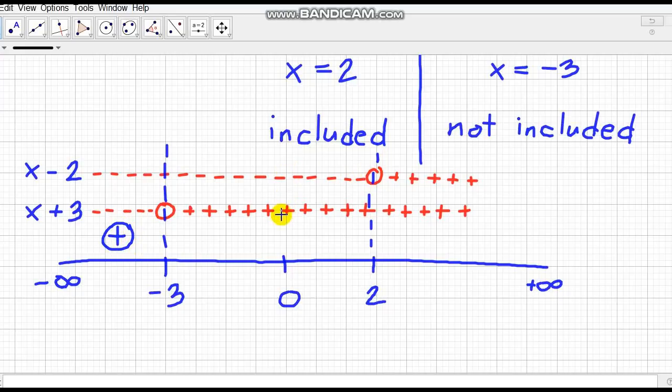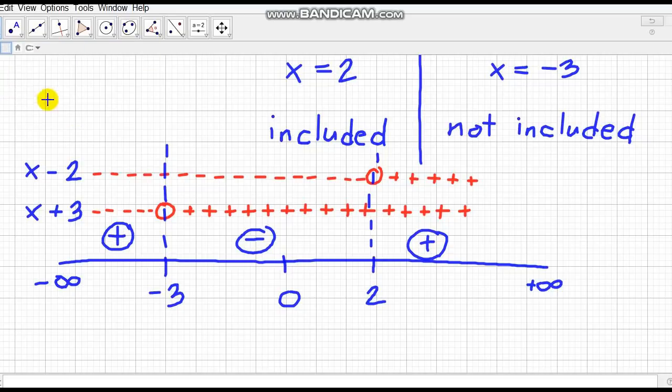Negative divided by positive is negative. And positive divided by positive is positive. So there are three regions here: the positive, negative, and positive. So what are we going to do with this?